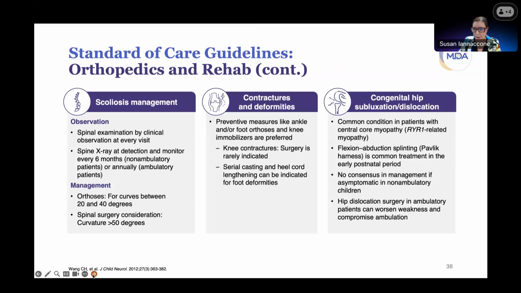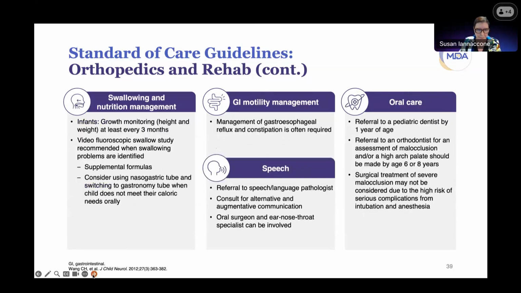Congenital hip subluxation and dislocation are very common complications in these diseases. And again, have a conversation with the expert, the pediatric orthopedist, to talk about appropriate management for a particular patient. Next.